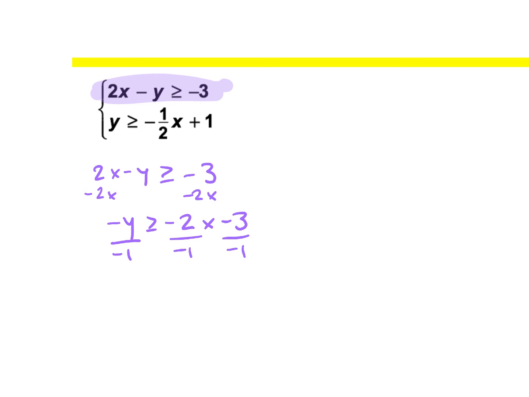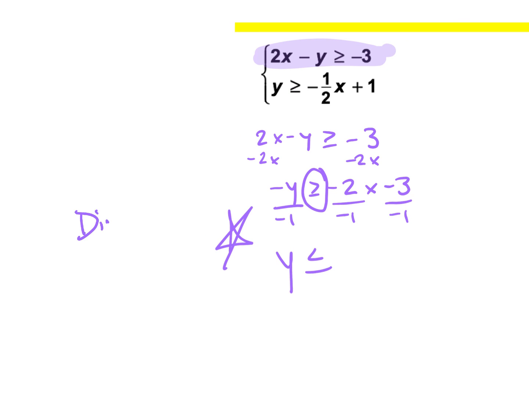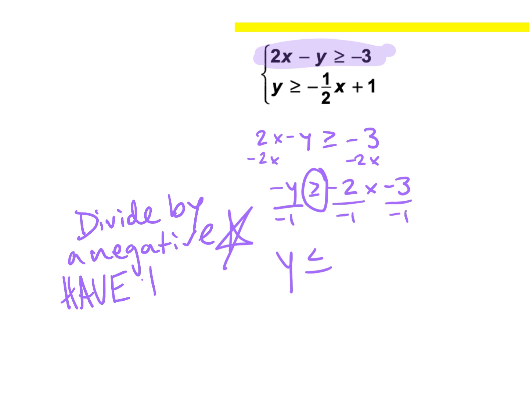What happens when you have an inequality and divide by a negative? You have to flip your inequality. So this greater than or equal to becomes less than or equal to. So super important. When you divide by a negative, you have to flip the sign. So instead of greater than or equal to, it becomes less than or equal to.